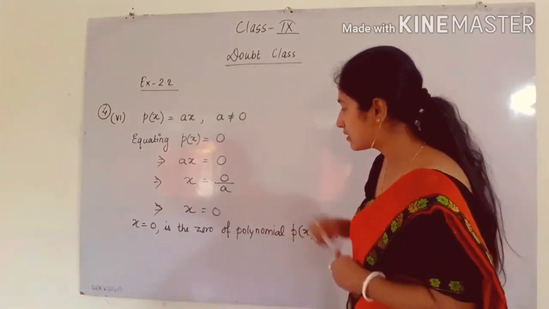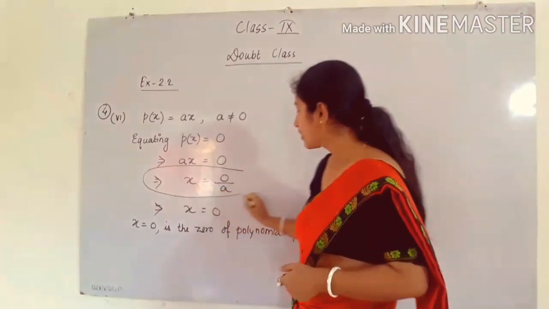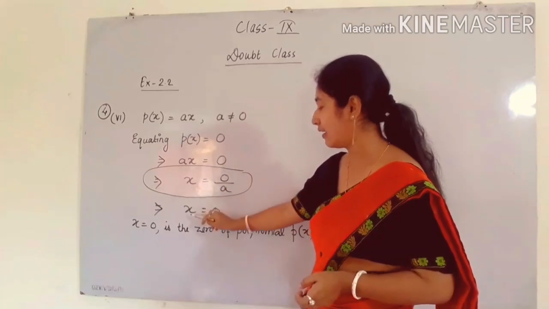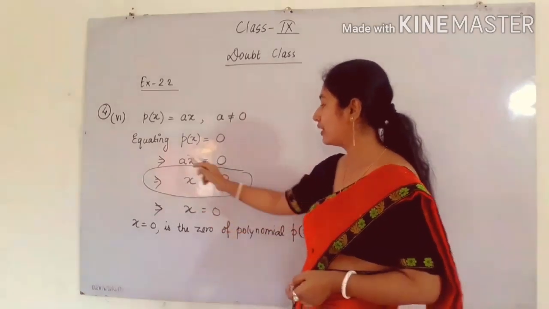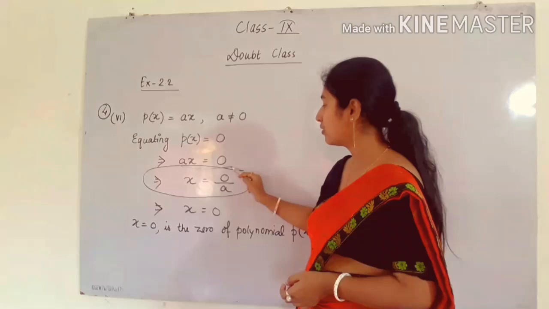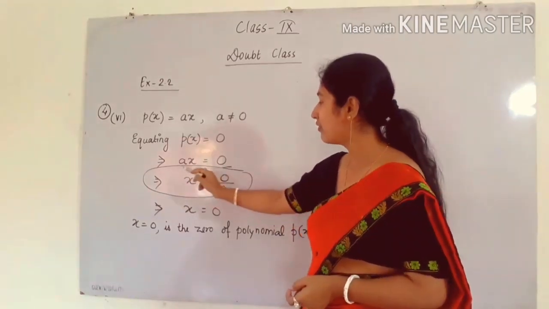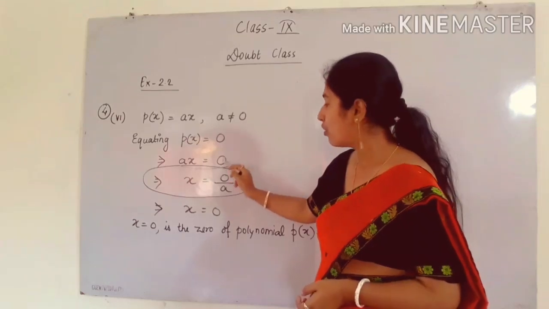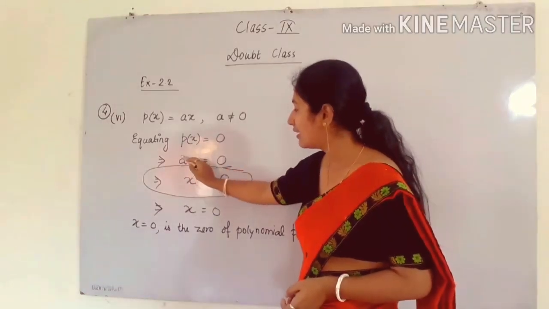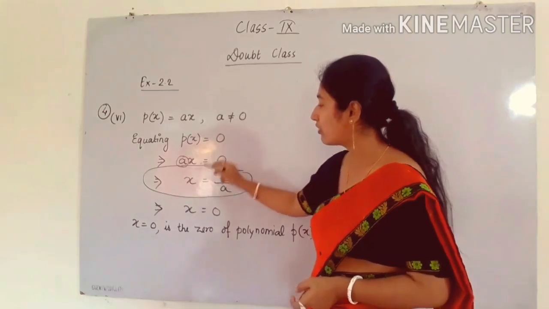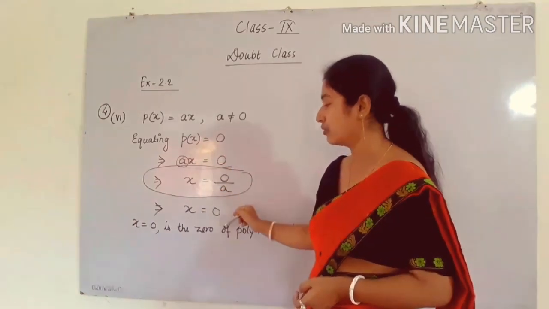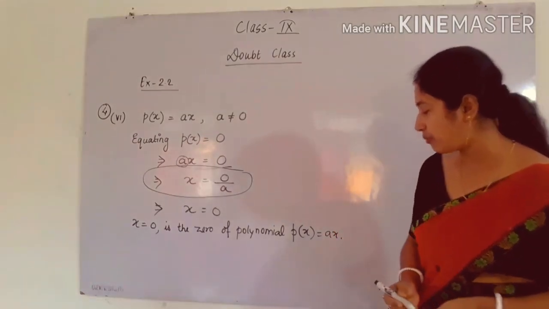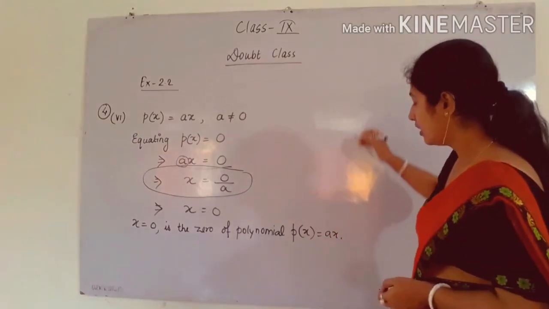You can skip this step also, because see, already it is written. You can write directly x is equal to 0, because already in this particular step it is written that when we multiply a with x, then we will get 0. So this is a constant value and this is not equal to 0. So what will be equal to 0? x is equal to 0. So we can write directly also. So x is equal to 0 is the zero of polynomial p(x) is equal to ax.